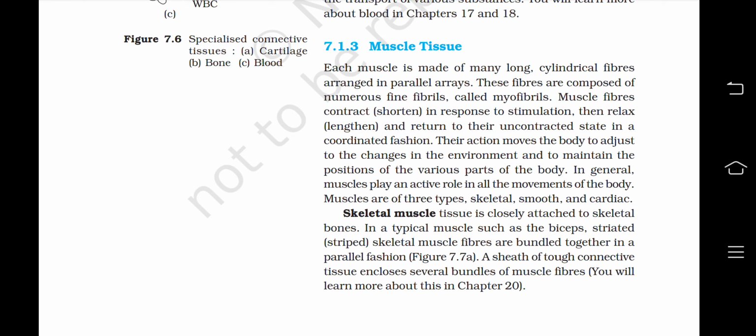In general, muscles play an important active role in all the movements of the body. Muscles are of three types: skeletal, smooth, and cardiac. Skeletal muscle tissue is closely attached to skeletal bones. In a typical muscle such as the biceps, striated or striped skeletal muscle fibers are bundled together in a parallel fashion. A sheath of tough connective tissue encloses several bundles of muscle fibers. We will learn more about this in chapter 20.